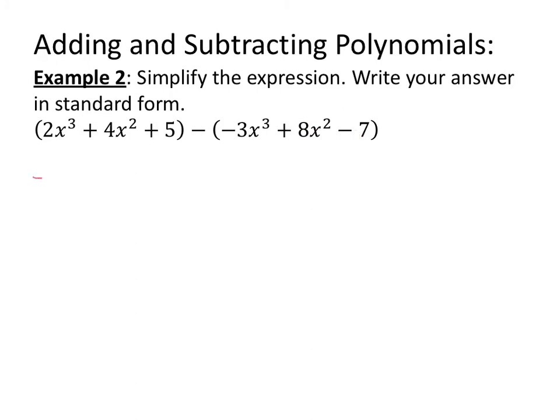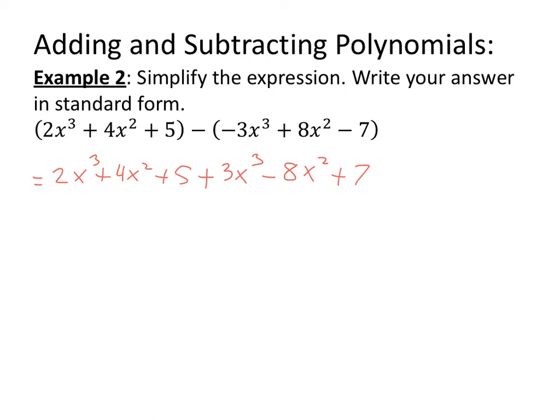I'm going to write out my first expression, this 2x cubed plus 4x squared plus 5. And then instead of it being a negative 3x cubed, I'm going to multiply that by a negative 1. So that'll give me a plus 3x cubed. And then negative times the positive 8x squared will give me a negative 8x squared. And then a negative times a negative will give me a positive, so a positive 7 at the end.